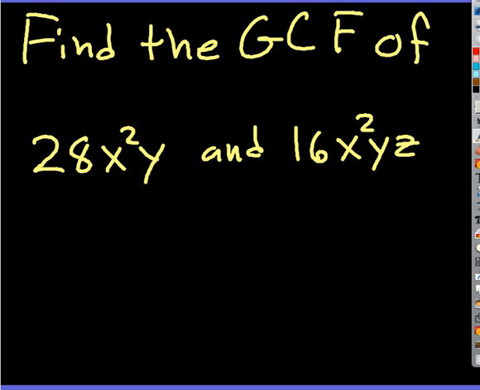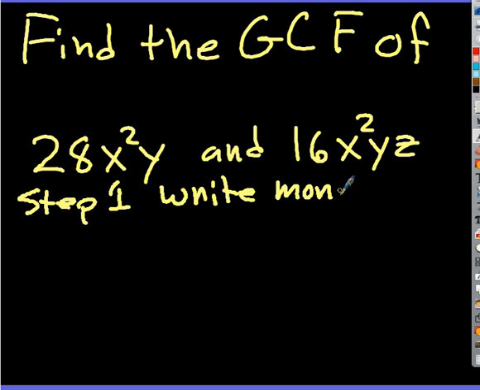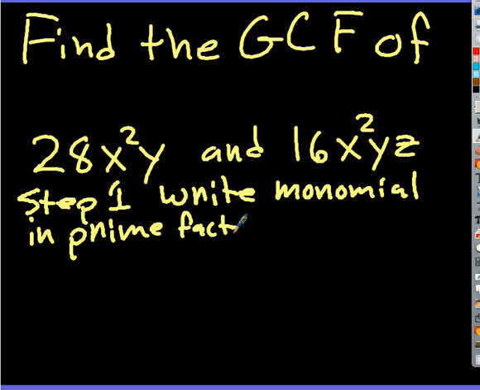So I'm going to find the greatest common factor, the GCF, of 28x squared y and 16x squared yz. So the first step is to write the monomial in prime factor form. That means using only prime numbers multiplied together. So 2, 3, 5, things like that.